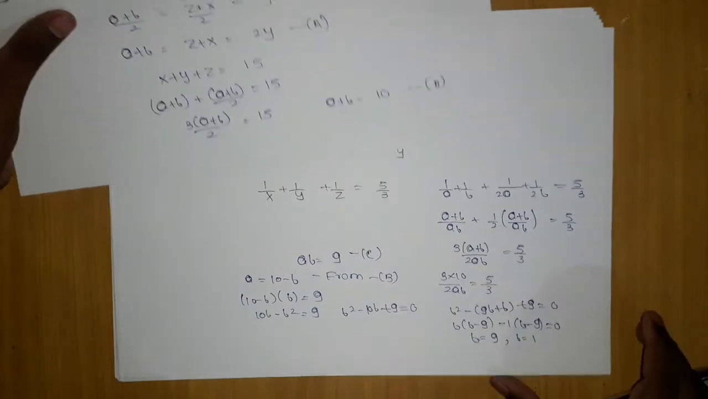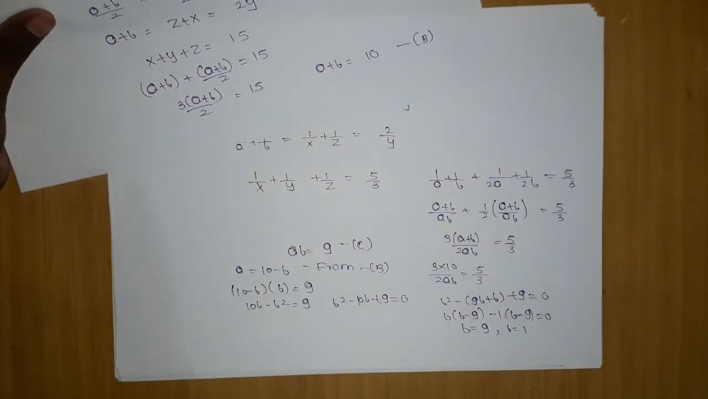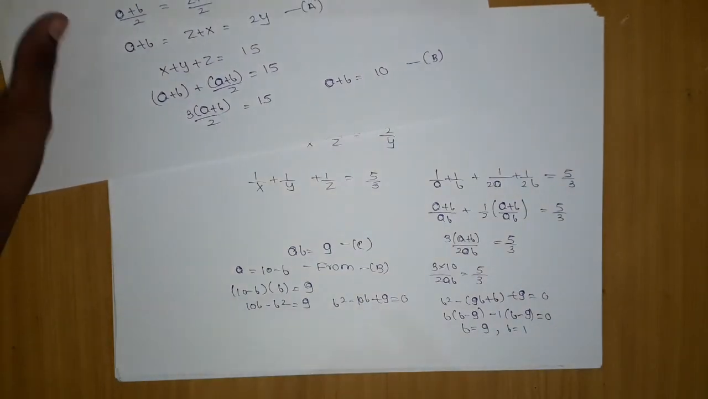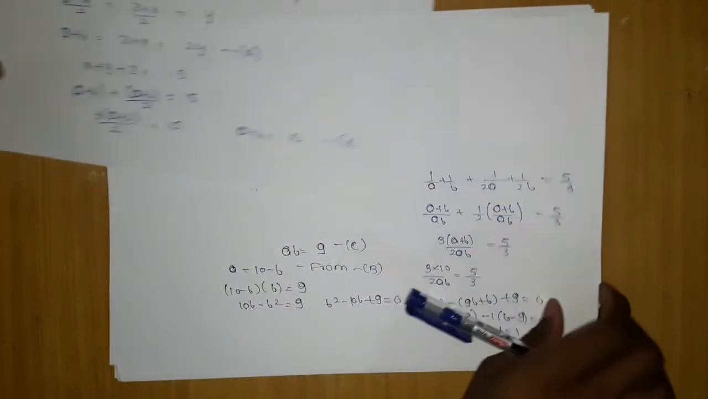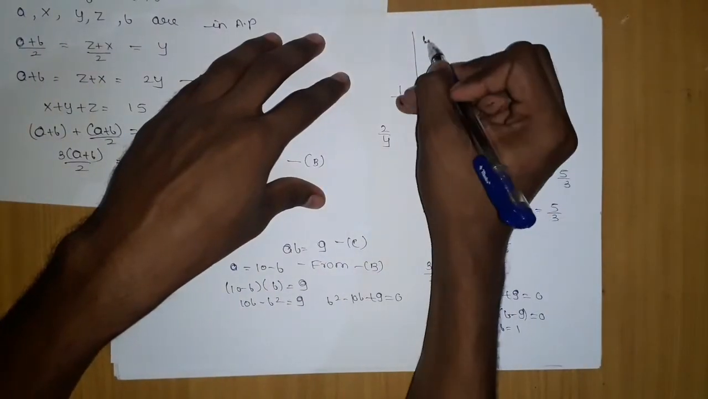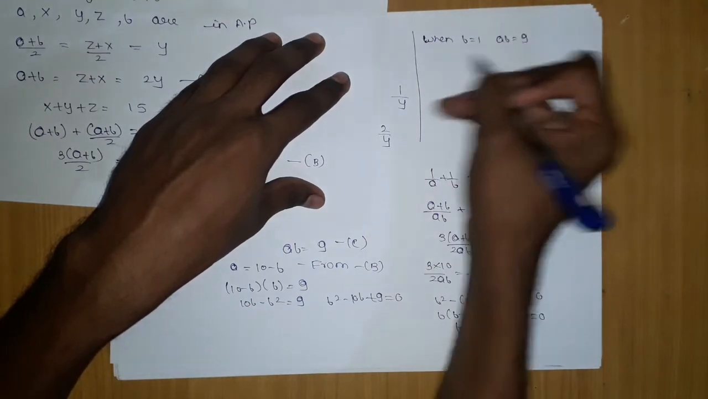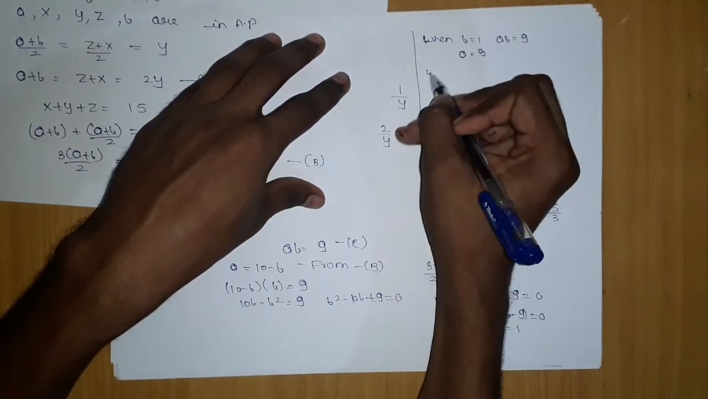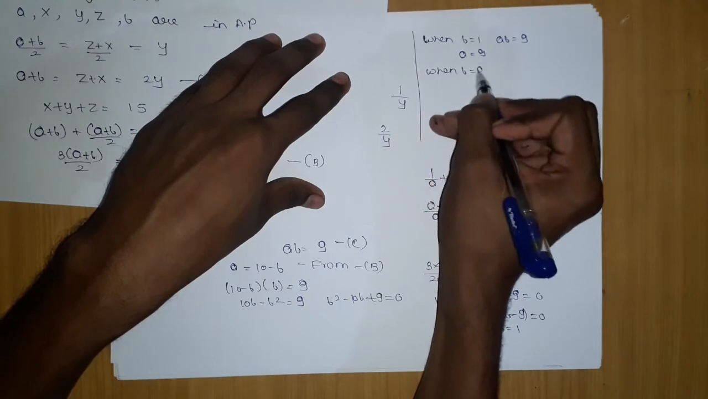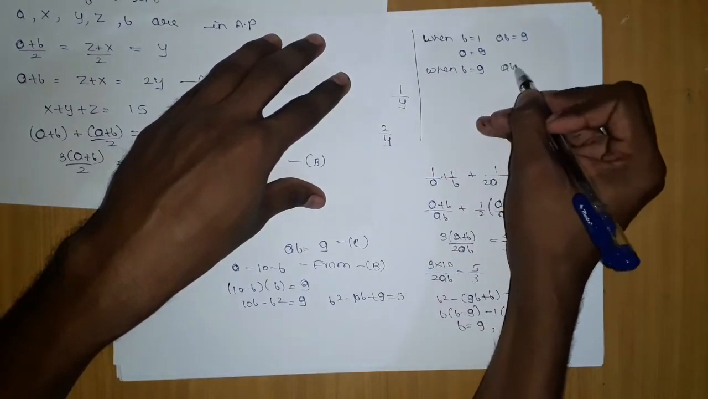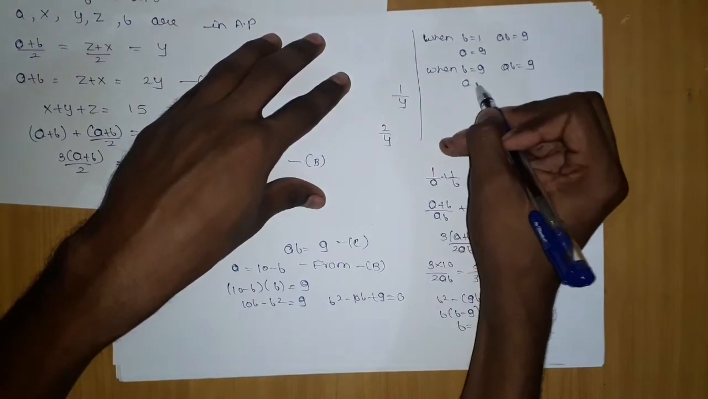So I got two b values. Now how can I proceed? Let me do it here only. When b is equal to 1, by ab is equal to 9, I will have a is equal to 9. When b is equal to 9, by ab is equal to 9, I will have a is equal to 1.